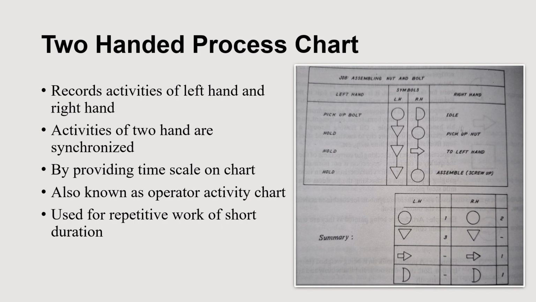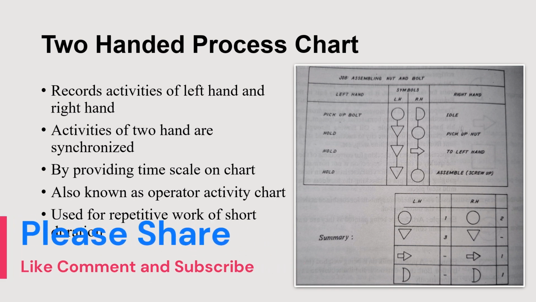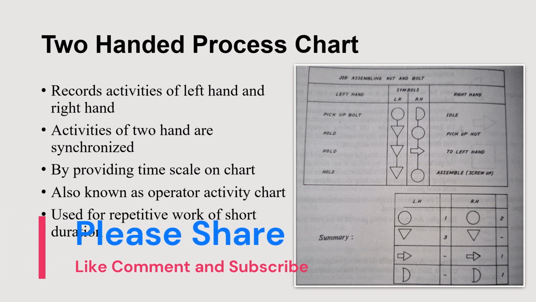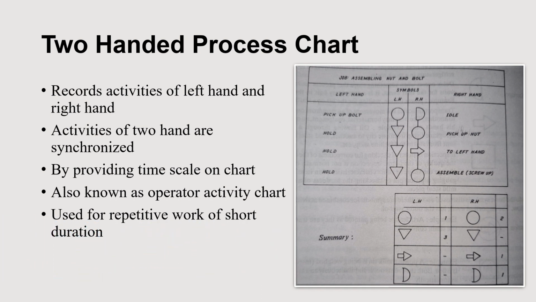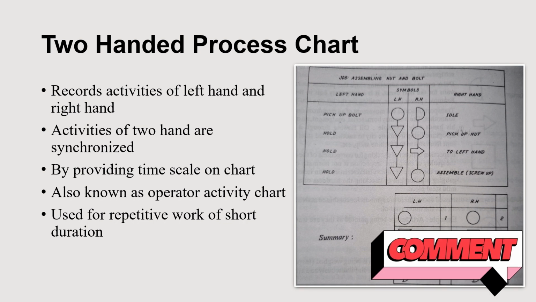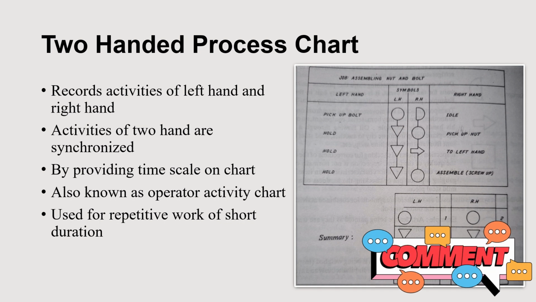On the right side we have an image which describes a job of assembling a nut and bolt. The operations are listed based on the activities to be performed by the left hand and the right hand. In the middle, there are the symbols. We pick up a bolt with the left hand, it is an operation. We are going to hold that bolt for the next 3 operations, so it is storage from the process chart symbols.